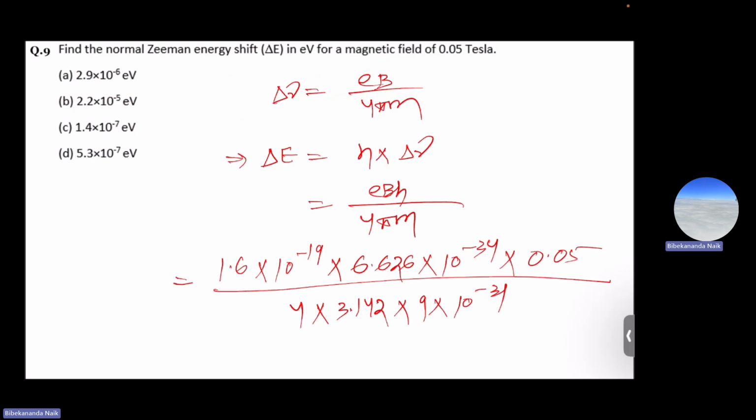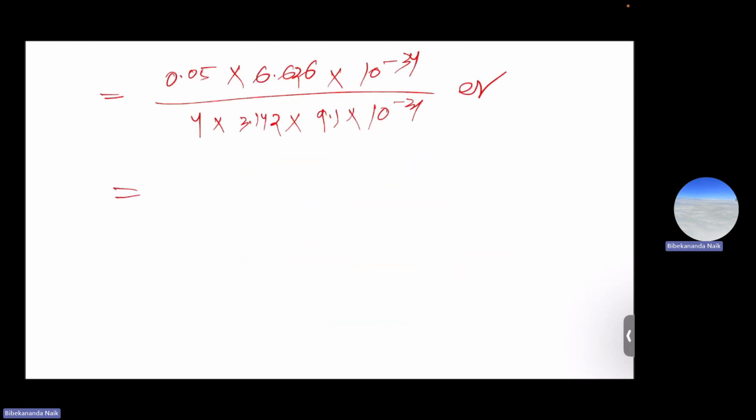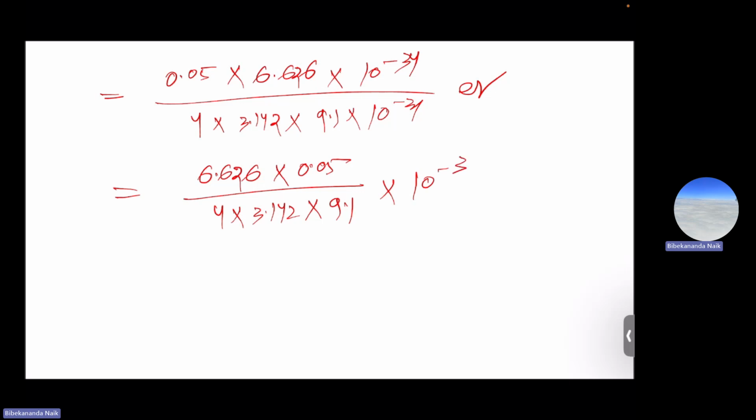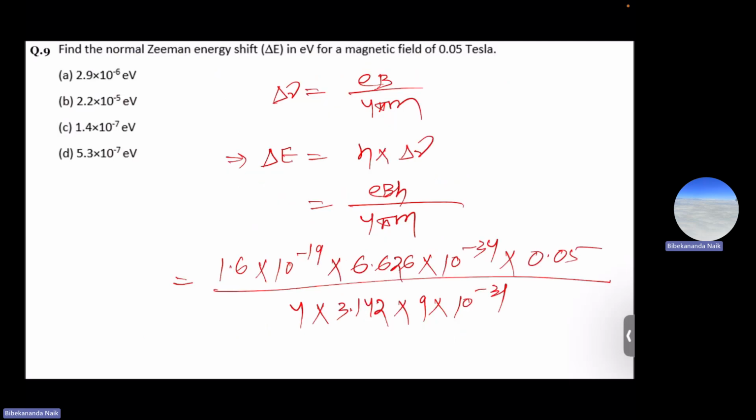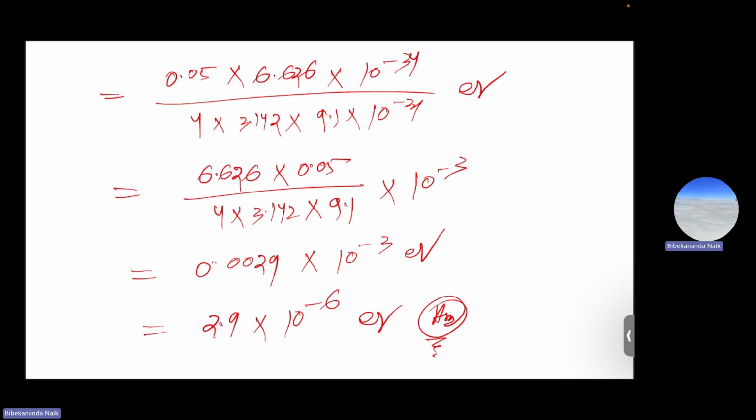So this was in joule, so we convert it into electron volt. It will be 6.626 into 0.05 divided by 4 into 3.142 into 9.1 into 10 to the power minus 3. That implies 0.0029 into 10 to the power minus 3 electron volt, or 2.9 into 10 to the power minus 6 electron volt. So the correct answer is option A, that is 2.9 into 10 to the power minus 6 electron volt.